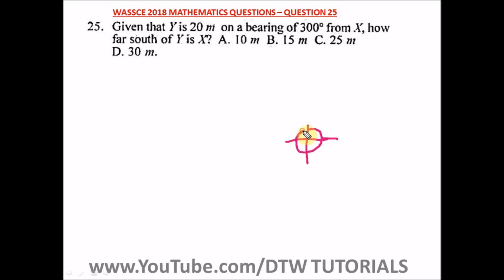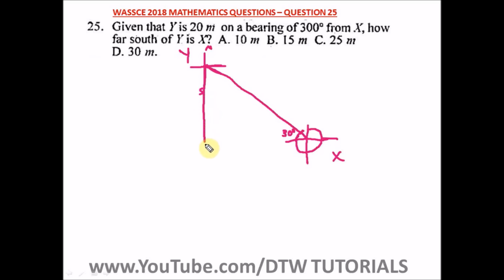Okay, it's on a bearing of 300 degrees from X. So Y is on this point. This is Y and this is X. And this angle here, this is 270, and 270 plus 30 will give us 300 degrees. So this angle here is 30 degrees. The question now says, how far south of Y is X? You know, this is your north and this is your south.